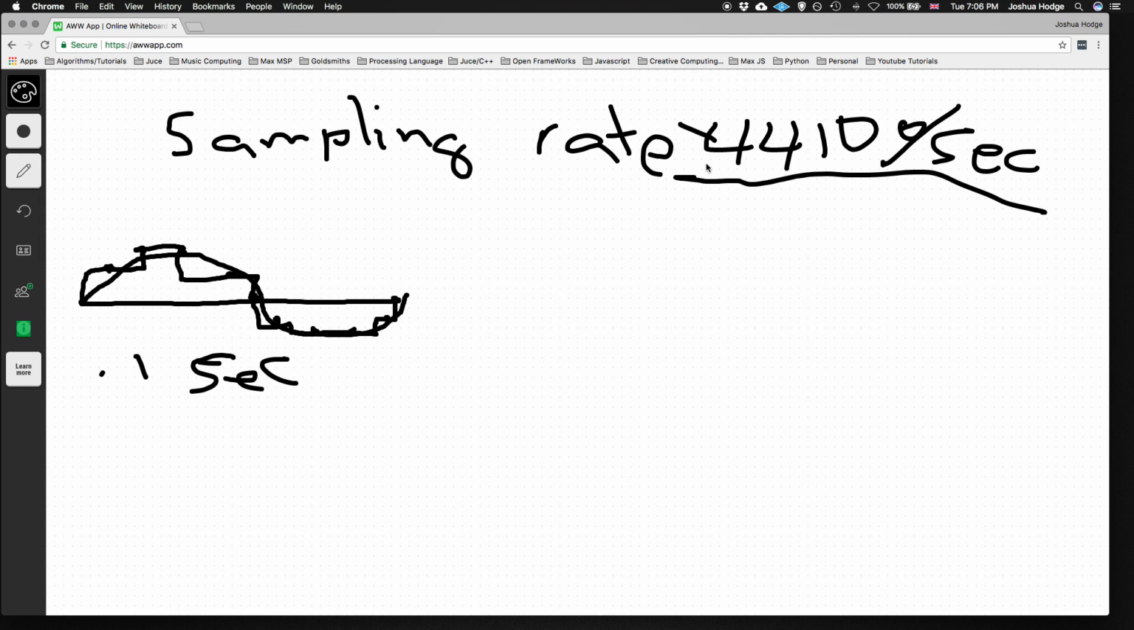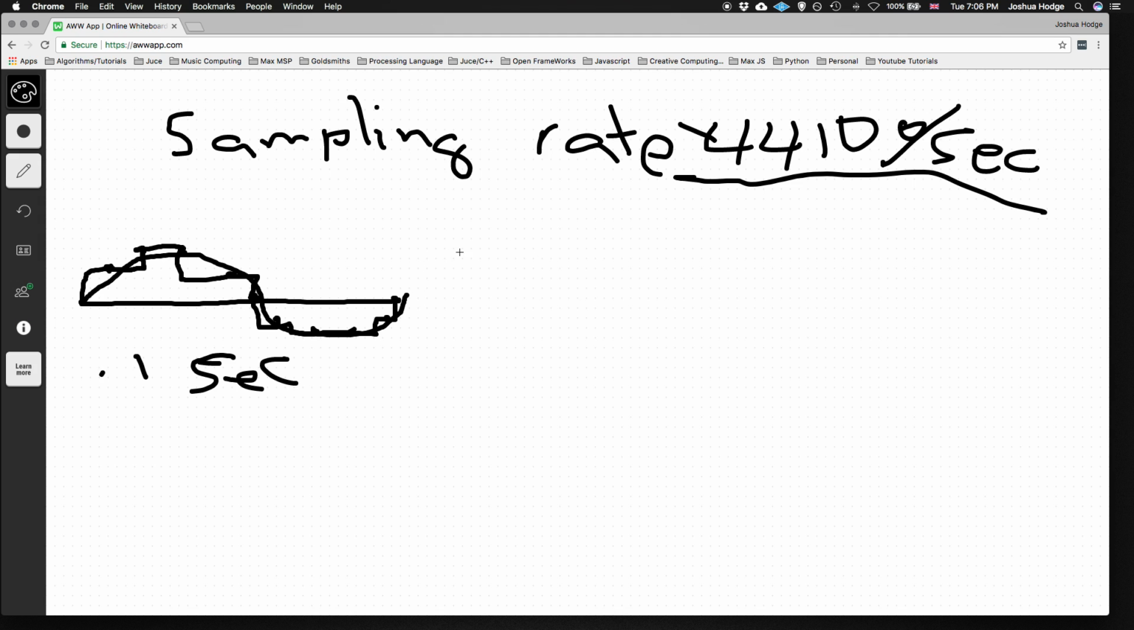Okay, now let's just talk about these values. So we've talked about how we're getting these values on the x-axis, going from left to right. What about these values?